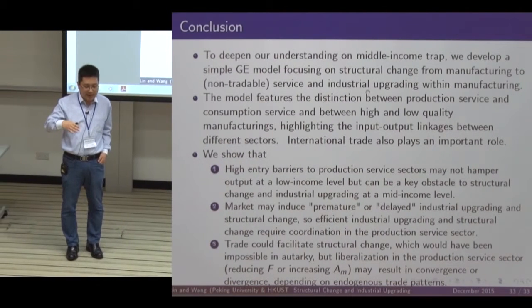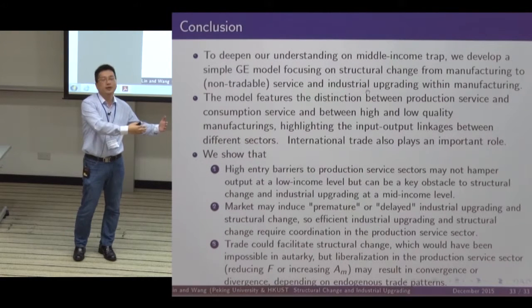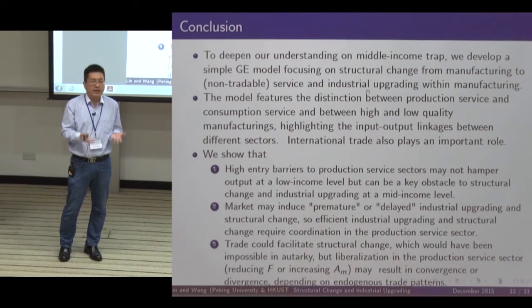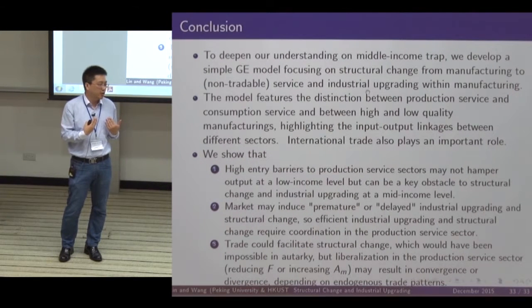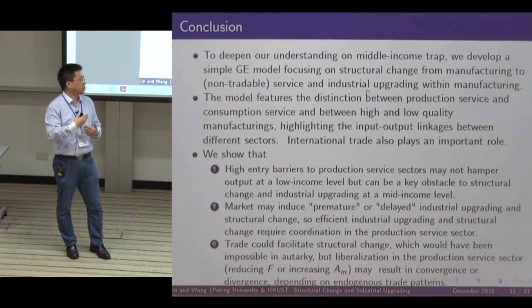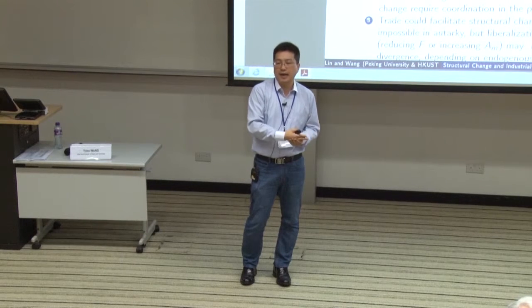And in terms of trade, I kind of skipped that slide, but if we allow for borrowing and lending, then for a country like China at the early stage, it just exports quite a lot and has accumulated a lot of trade surplus. That will increase the income of Chinese people, which will help increase the demand for high quality manufacturing and for consumption services from the income effect point of view.